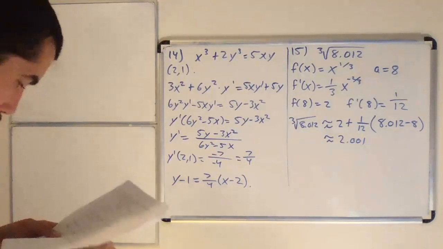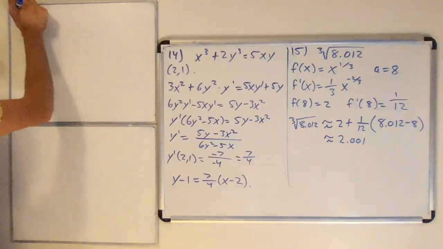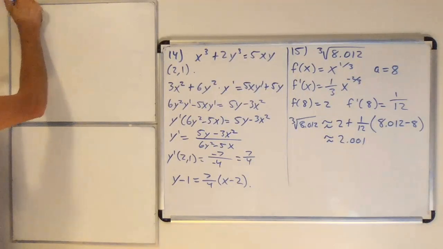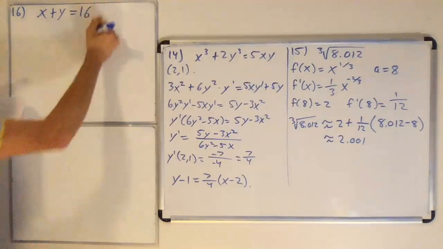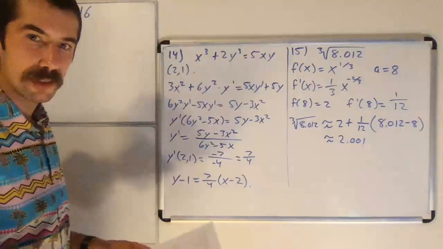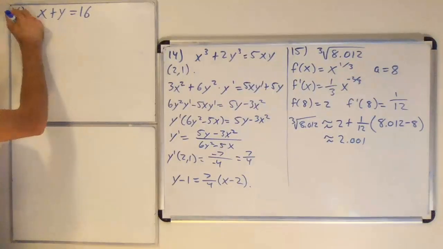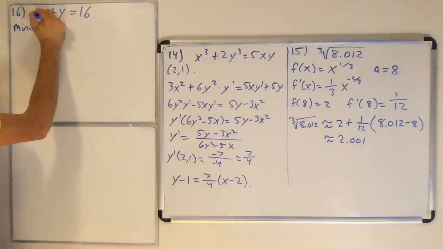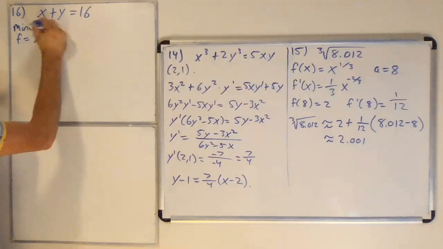The sum of two positive numbers is 16. Okay, so this is number 16. X plus y, these will be our numbers, equals 16. What is the smallest possible value of the sum of their squares? So we want to minimize f, which is equal to x squared plus y squared.